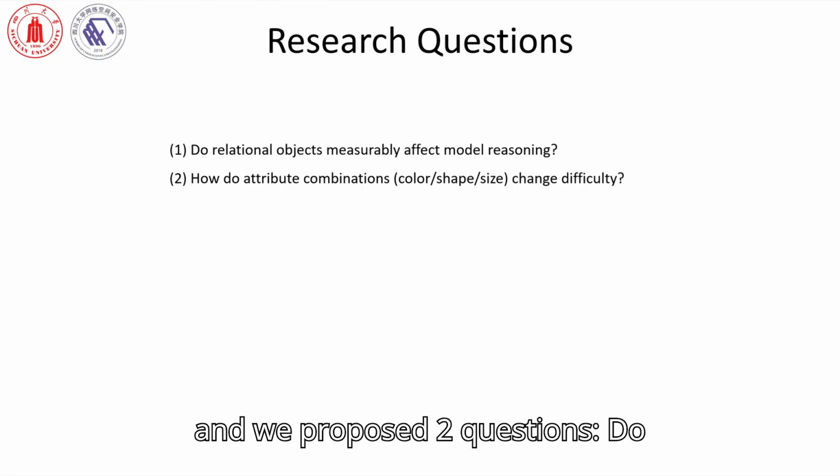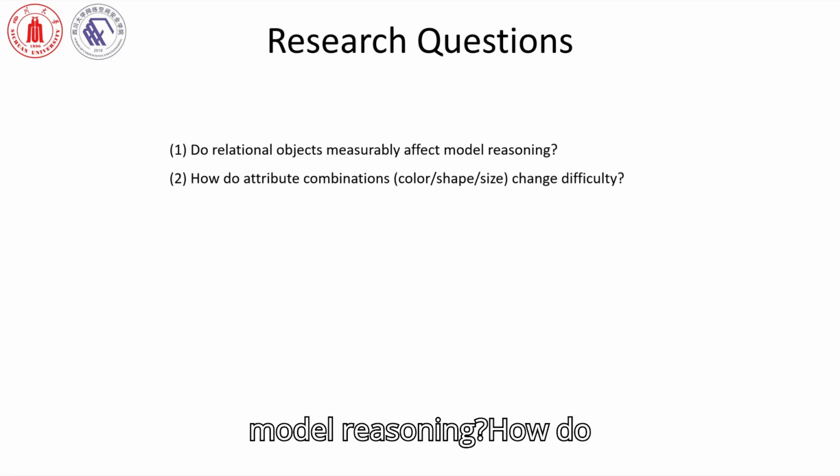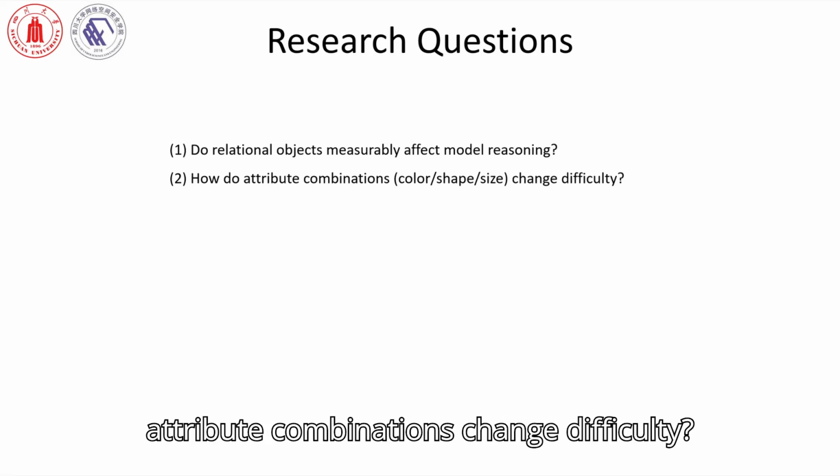And we proposed two questions. Do relational objects measurably affect model reasoning? And how do attribute combinations change difficulty?